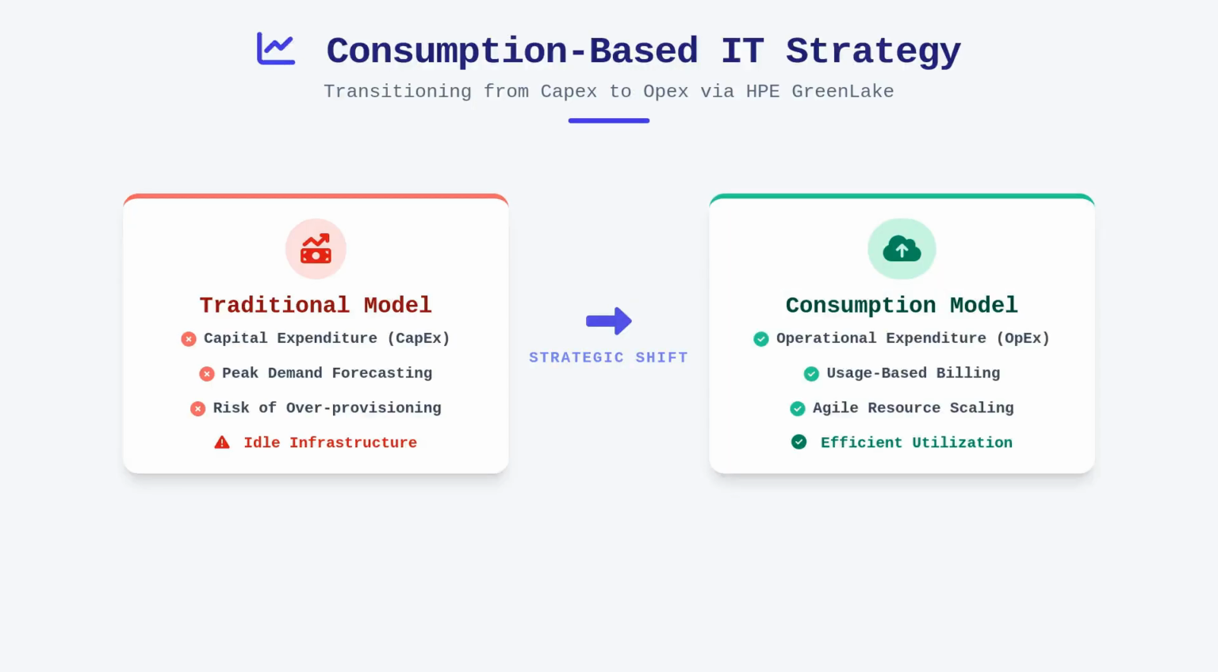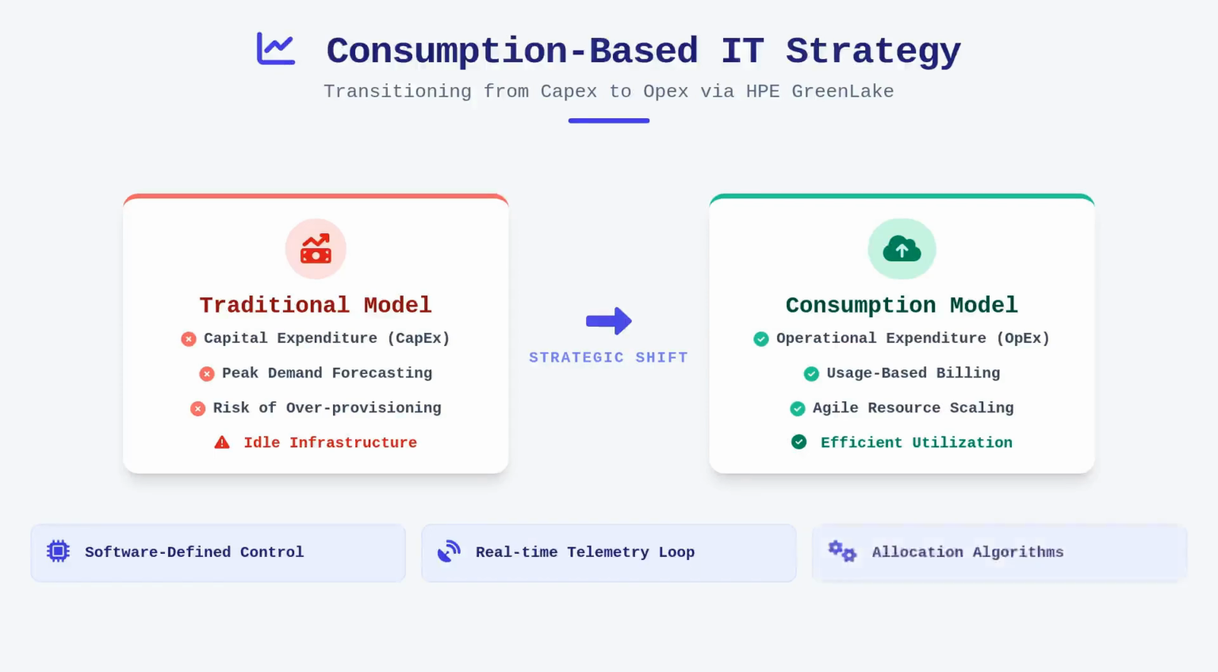This requires a robust architectural integration where telemetry data provides the granular feedback loop necessary for automated billing and resource provisioning. You must understand that this is not merely a financial shift, but a technical one, requiring software-defined control mechanisms that communicate in real time with the central management plane. When we move these workloads to a hybrid model, the underlying hardware must remain agile enough to scale capacity up or down based on these observed usage patterns.